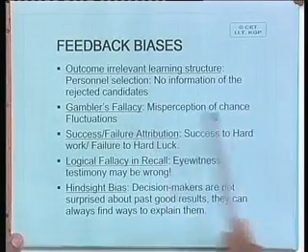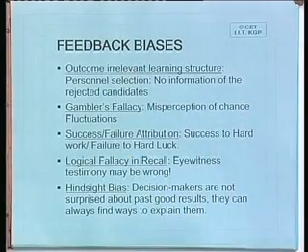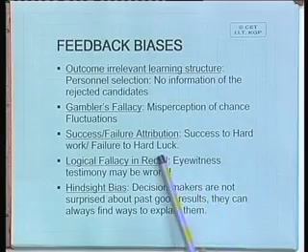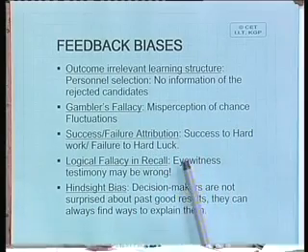Then gambler's fallacy, misperception of chance fluctuations, right. Suppose you have tossed a coin, 3 times it has come head. What is the probability that it will be head the 4th time? You may think 3 times it is head, the 4th time it should not be head, it must be tail, but it is not so. The 4th toss is another toss. So, it again has a 50% chance of being head and 50% chance of being tail, alright. Just because 3 times it has come out heads, the 4th time need not be tail. Then we usually attribute success to hard work and failure to bad luck, alright. Because of this we do not learn from our success or failure.